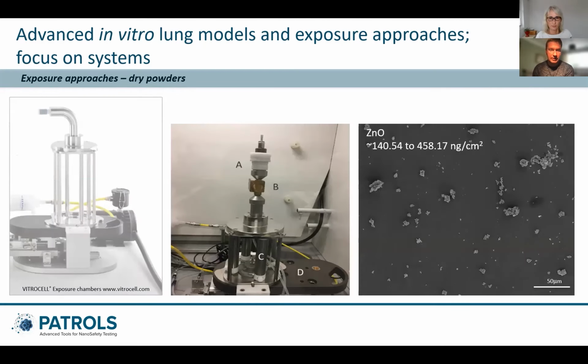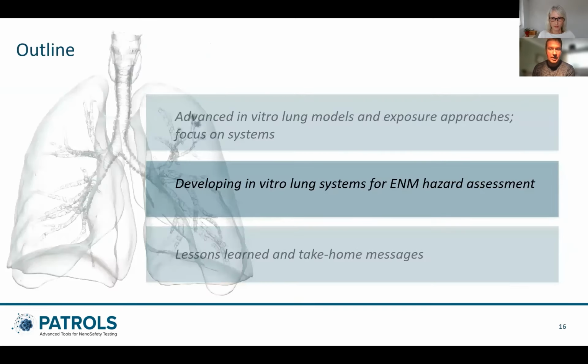Of course, using liquid exposures is one way to do it, but predominantly what we inhale is a dry powder, especially in an occupational setting. But work done by David Brown at Heriot-Watt University over the course of the project just showed how technically difficult it is to get a good repetitive and reproducible dry powder exposure approach to cell culture systems cultured at the air-liquid interface.